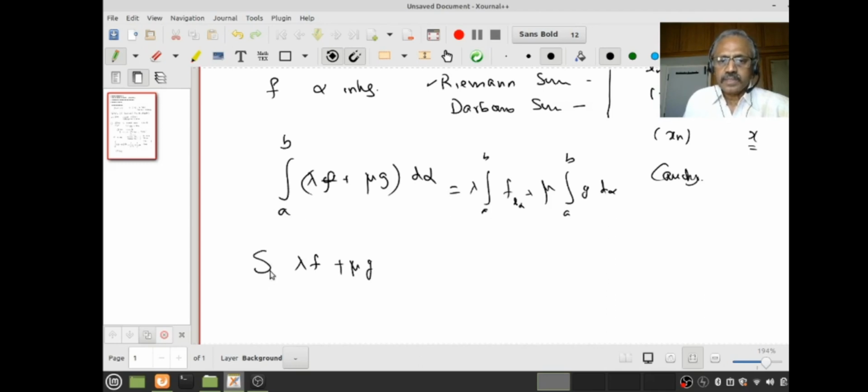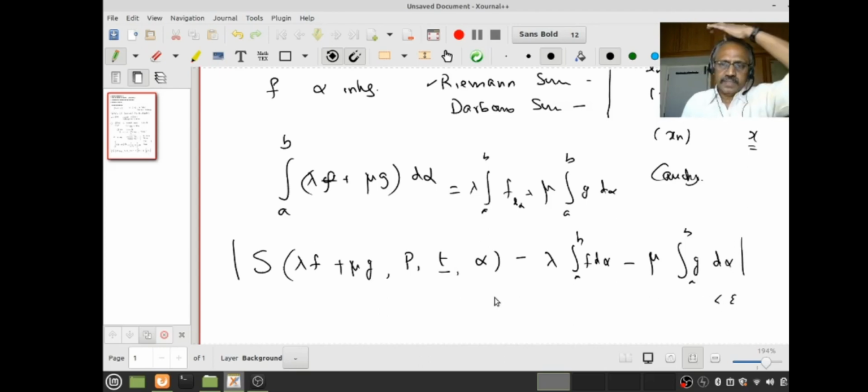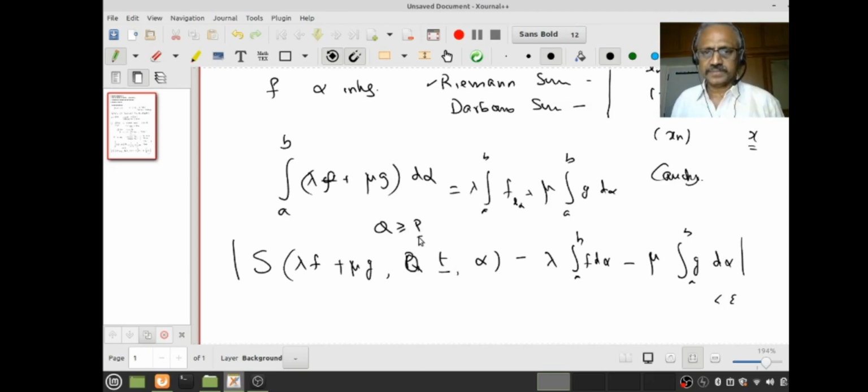Therefore Riemann sum of this with respect to the partition P, with respect to set of tags, and with respect to alpha, right? I want to say this minus this fellow, lambda integral a to b f d alpha minus mu integral g d alpha a to b. I want to show this is less than epsilon for all partitions Q which are finer than fixed partition P. You understand this? That is, to show this is integrable and the integral is equal to this. So what am I going to do?